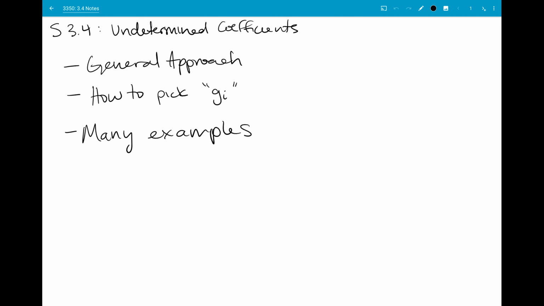Okay, so this next section we're working through is section 3.4 about undetermined coefficients. And this is, again, a pretty straightforward section where there's only a few things for us to do. We're just going to talk about the general approach to solving this type of problem. We're going to talk about one quirk of the method related to picking what we'll call G sub i. That'll make sense when we get to that point. And then we're just going to work through a lot of examples that demonstrate that main idea.